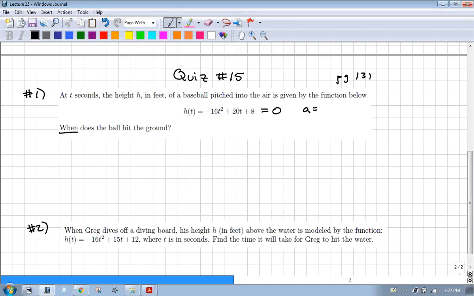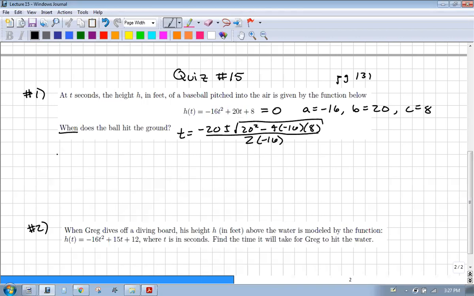Since that's already in standard form, our a is -16, our b is 20, and our c is 8. So t equals -b plus or minus the square root of b squared minus 4ac, all over 2a. This gives us a negative over negative, which is a positive 20 over 32, plus or minus the square root of 20 squared, which is 400, minus minus is a plus, 4 times 16 times 8, which is 512, all over a negative 32.